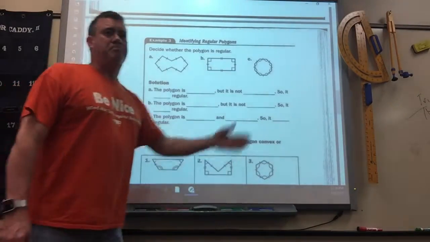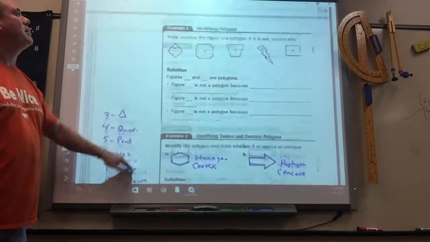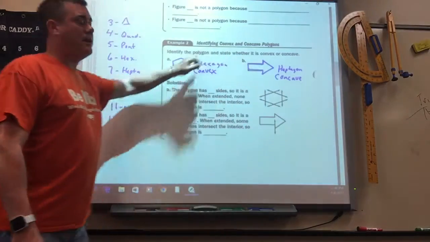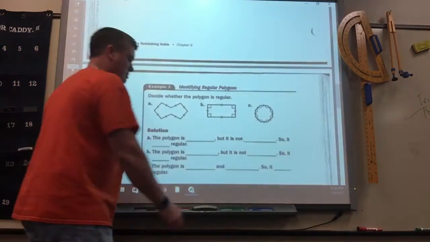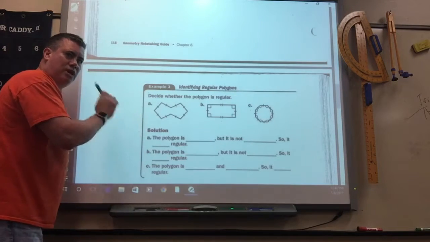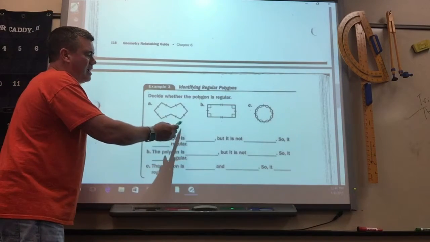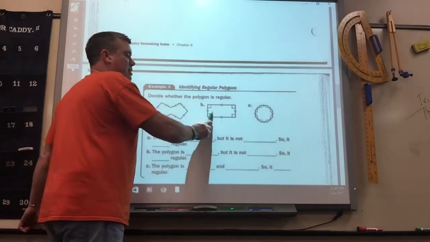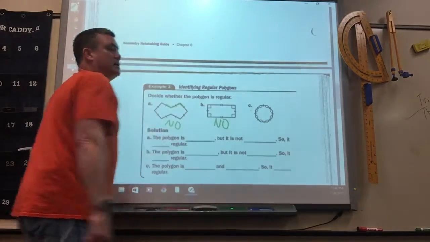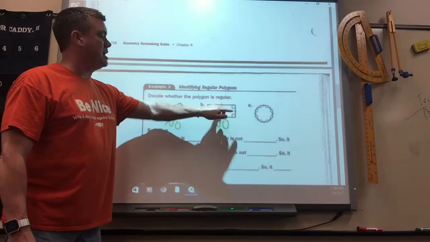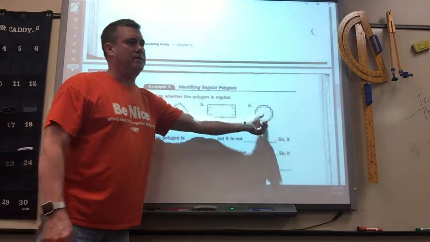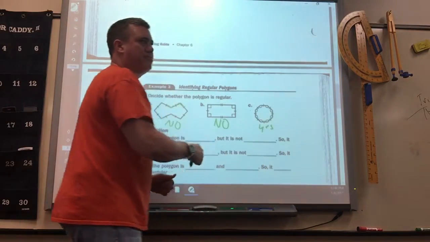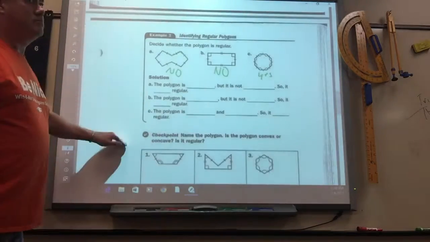Then our assignment today is just saying yes or no if it's a parallelogram, naming it by how many sides it has, saying if it's convex or concave, and whether it is regular. Is this regular? No. All the sides are the same, but the angles are not. Is this regular? No. All the angles are the same, but these 2 sides are longer than these 2. Is this one regular? Yes. All the angles are the same, and all the sides are the same.